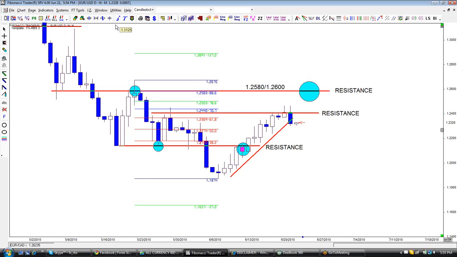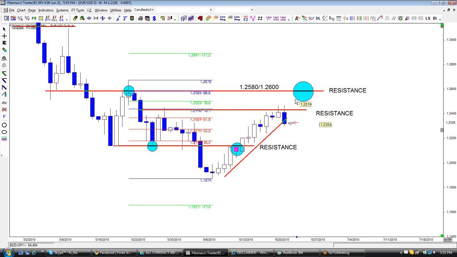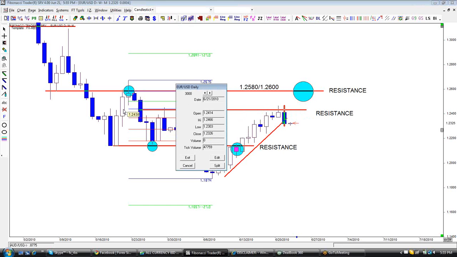I will go over the Euro-dollar daily chart. Price is right now at resistance. We have the 707 level, 124.50 is the resistance level. Next resistance is at 125.80, 126. Currently we can see a bearish engulfing candle formed on the daily chart.